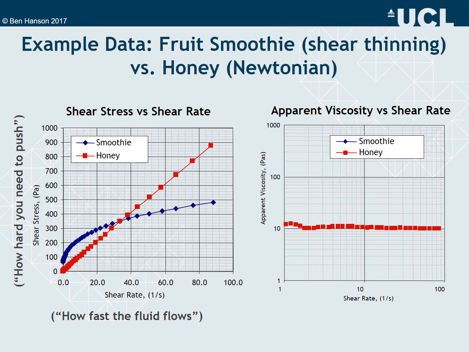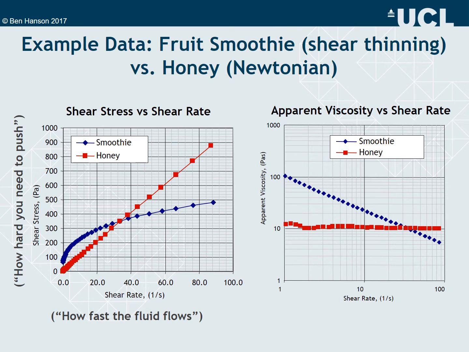But when I add a smoothie, a strawberry and banana blended drink, you can see that has the curved shape that I showed you before, and that means that its apparent viscosity is not one constant value but varies. For the honey, if you look at the right hand graph, the honey has a relatively constant apparent viscosity, in this case of 10 Pascal seconds. But for the smoothie, the apparent viscosity changes depending on how fast you're testing it.